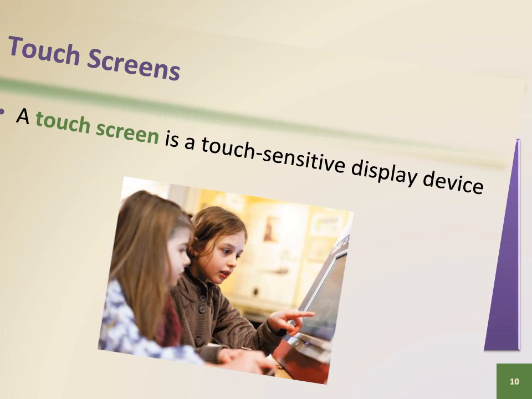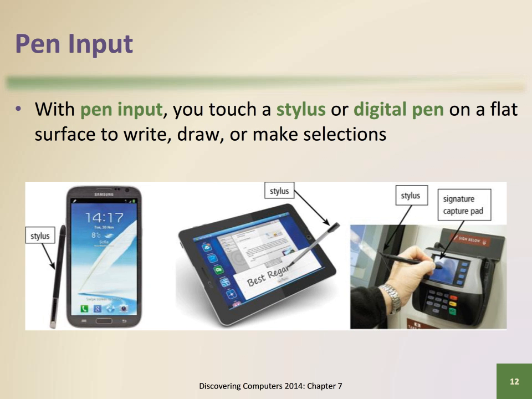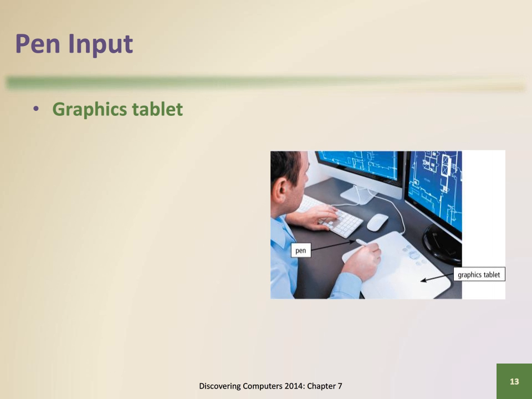A touchscreen is a touch-sensitive display device. Users interact with these devices by touching areas of the screen. A stylus or digital pen looks like a ballpoint pen, but uses pressure to write text, draw, or make selections. A graphics tablet, also called a digitizer, is an electronic plastic board that detects and converts movements of a stylus or digital pen into signals that are sent to the computer.